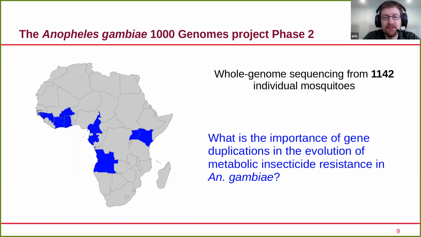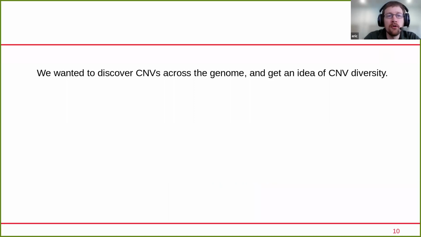And so the question we wanted to ask was, what is the importance of gene duplications in the evolution of metabolic insecticide resistance in Anopheles gambiae? So we wanted to discover CNVs across the genome and across all of our study populations and get an idea of CNV diversity.